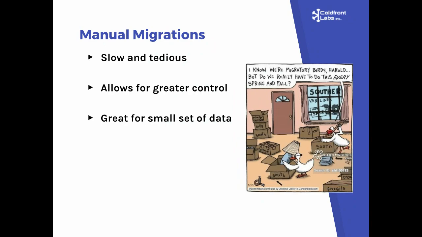So the manual migrations, these are very slow and tedious because you're busy copying and pasting. But it does allow you a lot of control in regards to what you're actually doing. Because you can go into your source and see, oh, I got my contents this way. Maybe I can turn this into a paragraph type or something. All right, so I can maybe do something different on the other end. But of course, it's fine for moving a small set of data over, but it's not really great for moving large chunks of data.